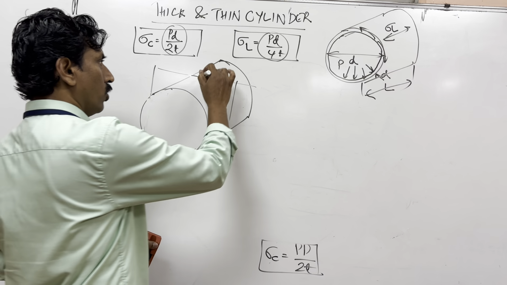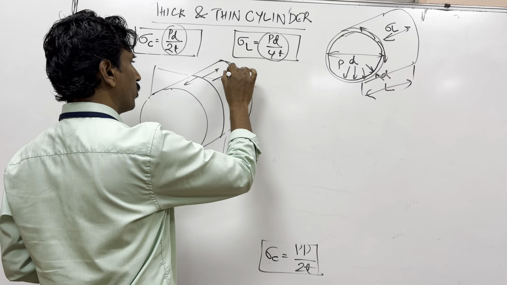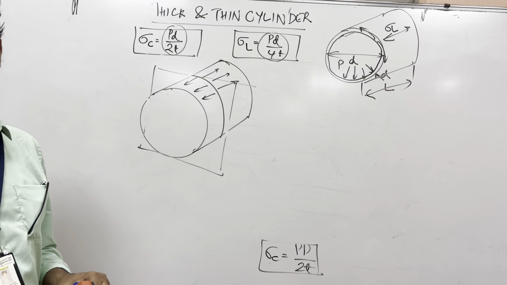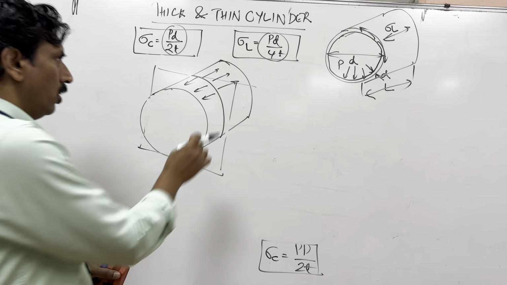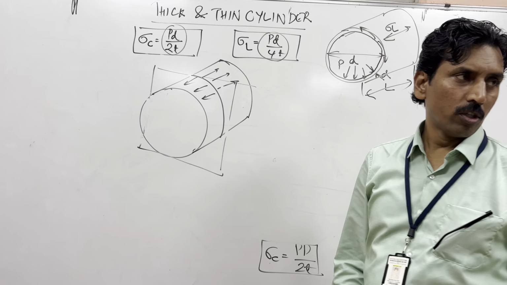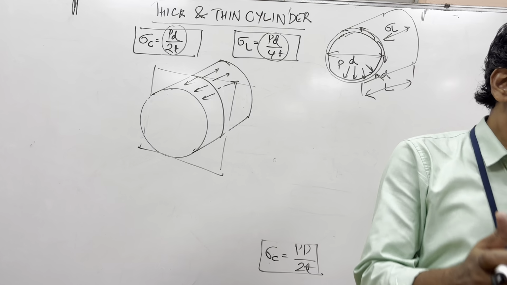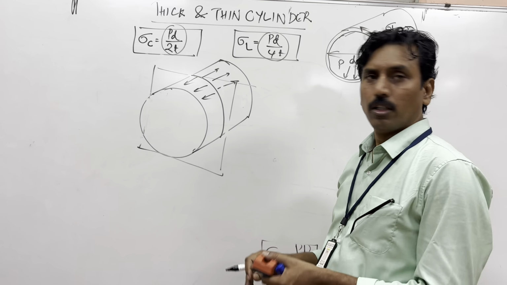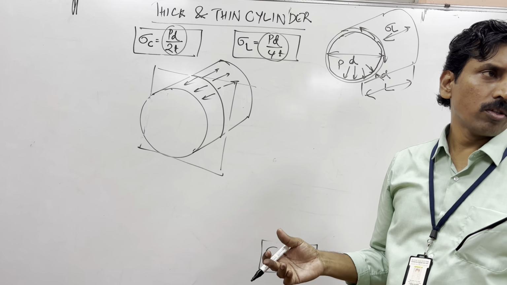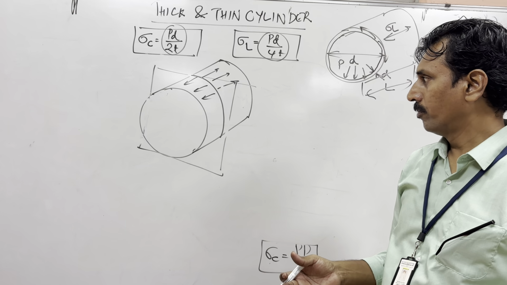So here the bursting force will try to separate these two cylinders like this, no? If I cut the cylinder and still apply pressure, this side of the cylinder wants to go this side, and this side of the cylinder wants to go this side. So this will be the bursting force in the longitudinal direction. The previous one was the bursting force in the circumferential direction.